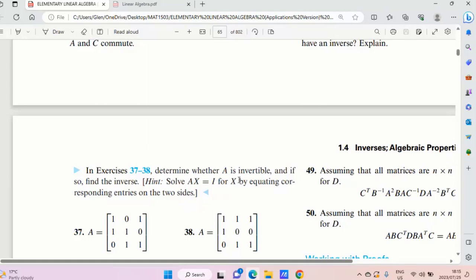Okay. A hint is: solve AX equals I for X, equating corresponding entries of the two sides. So solve AX equals I. A is the matrix that we are given, X is the inverse if it exists, and I is the identity matrix of A. If A is a 10 by 10, I is a 10 by 10 identity matrix. You solve for X, substitute, solve for X. That's why the hint is there.